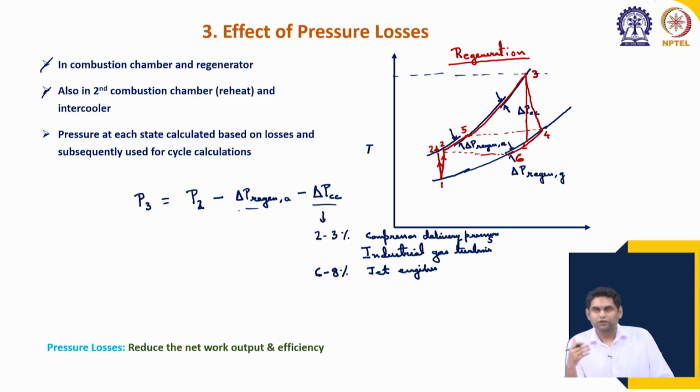So, you need more cleverly designed flame holders, which results in more drag and more pressure drop, but is necessary. And as I have already explained, the pressure losses reduce the net work output and consequently the efficiency. Calculation of pressure losses is not very difficult.